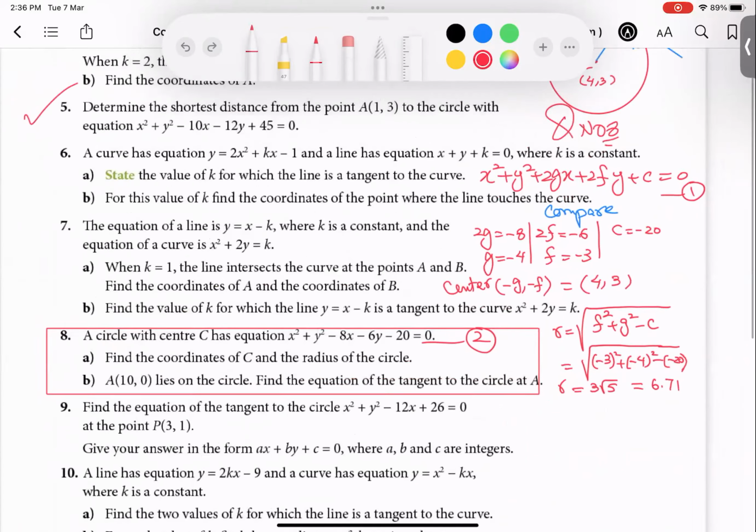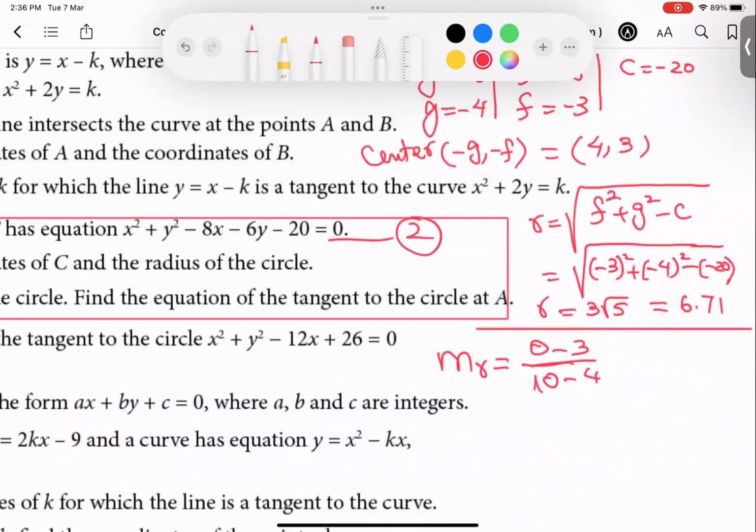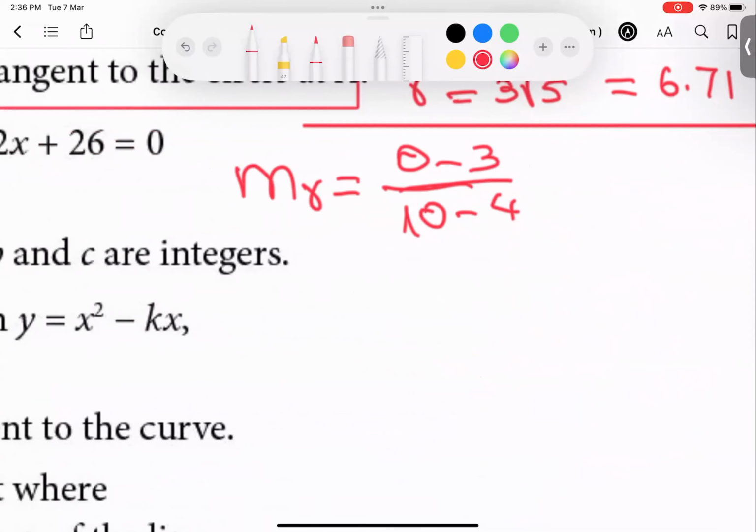So let's start. I'm writing here, gradient of the radius, R for radius. The formula is y2 minus y1, so 0 minus 3, over 0 minus 3 and 10 minus 4. So this is the gradient. I'm going to find it, and it's very clear, it is giving us negative half. But I need the gradient of the tangent, T for tangent. So it is the negative reciprocal. Change the sign, make it positive, 2 goes up and 1 comes down. So 2 by 1 is 2.